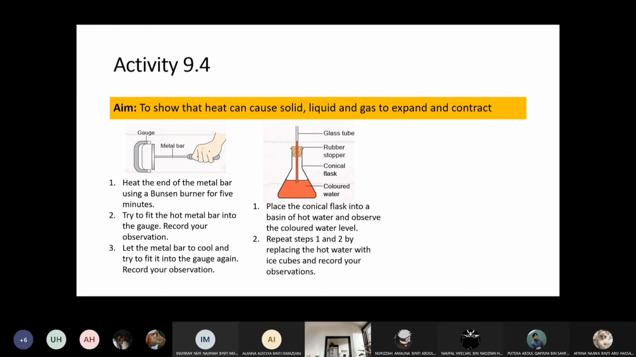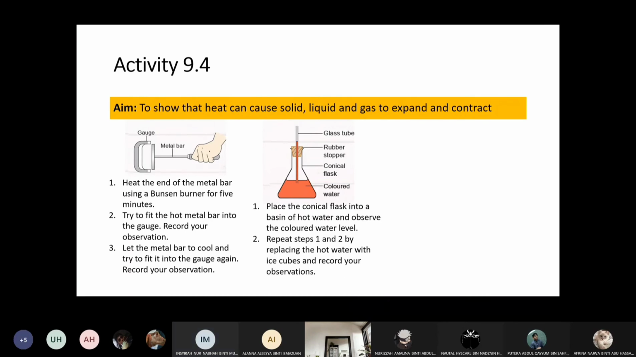Okay, so when you put the conical flask in hot water, you will see after 5 minutes, the colored water will rise up, the level will rise up. So why is that? That is because liquid also expands.